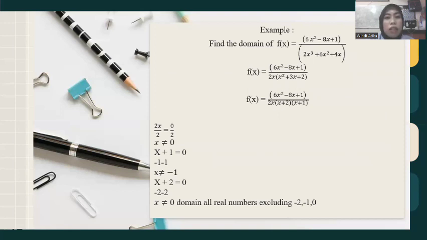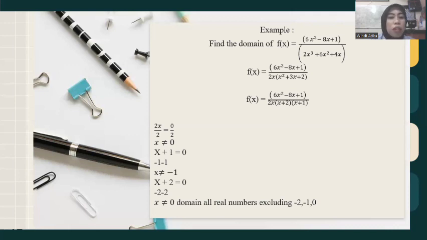Example: find the domain of f(x) equals (6x squared minus x plus 1) divided by (2x cubed plus 6x squared plus 4x). f(x) equals (6x squared minus x plus 1) divided by 2x times (x squared plus 3x plus 2). f(x) equals (6x squared minus x plus 1) divided by 2x times (x plus 2) times (x plus 1).